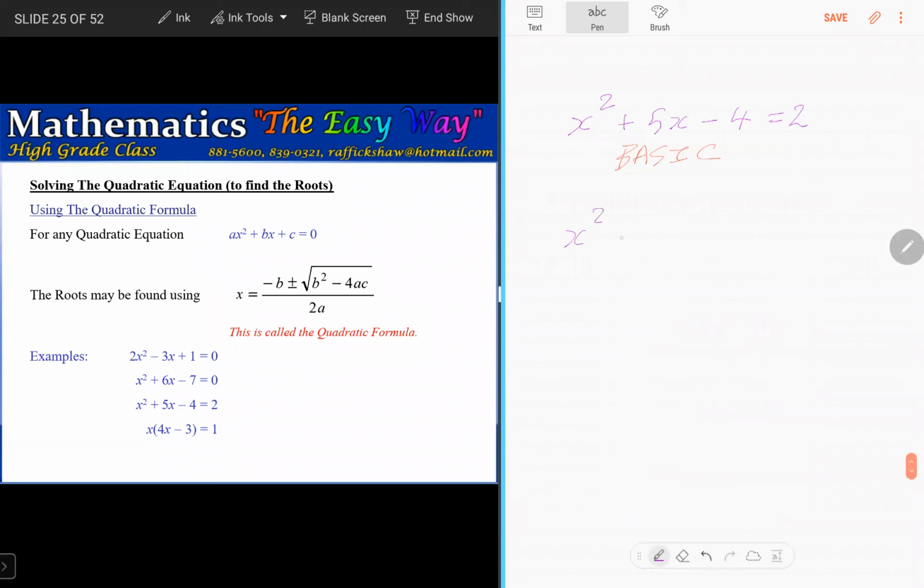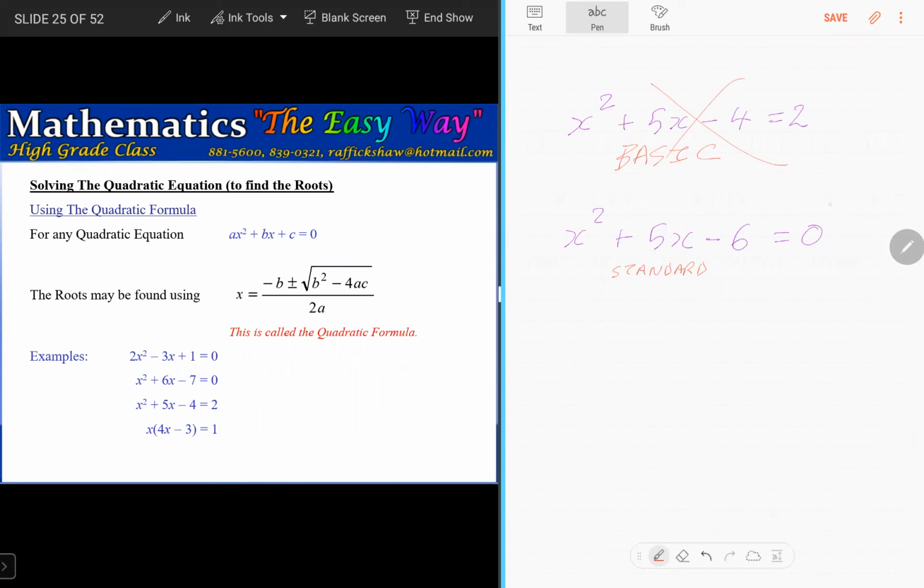You get x squared plus 5x. When you carry over the 2, it becomes negative 2. So negative 4 and negative 2 is now negative 6 equals 0. This now is standard. We don't solve basic. It's the same equation, but we have put it in standard form. Don't try to solve basic. Solve standard.